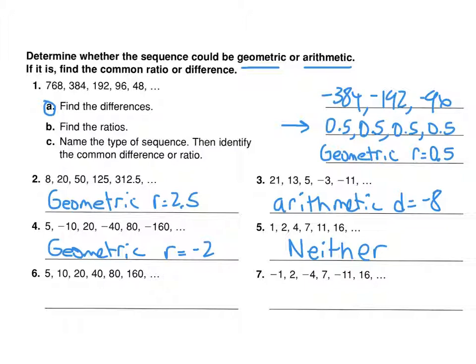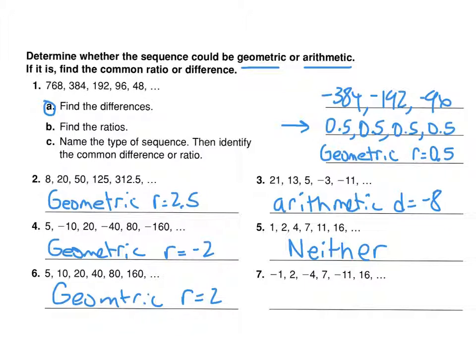When I look at number 6, 10 divided by 5 is 2, 20 divided by 10 is 2, 40 divided by 20 is 2, 80 divided by 40 is 2, 160 divided by 80 is 2. This is always a common ratio of 2, so this is geometric. And that common ratio is positive 2 this time, right? You just divide the consecutive terms.